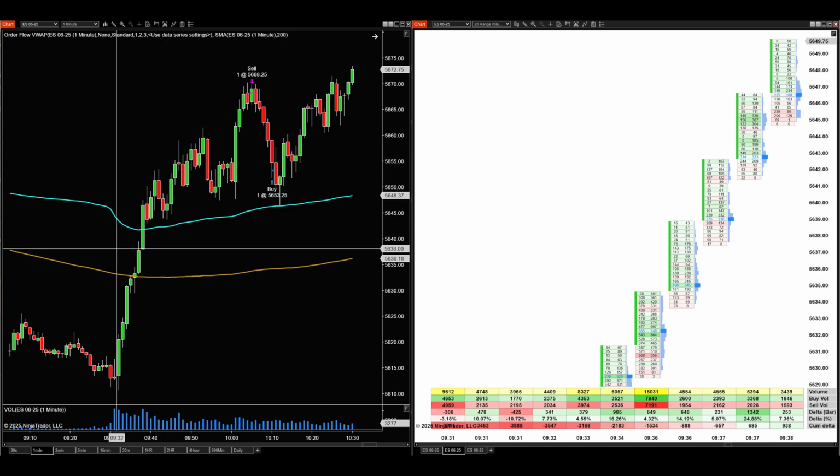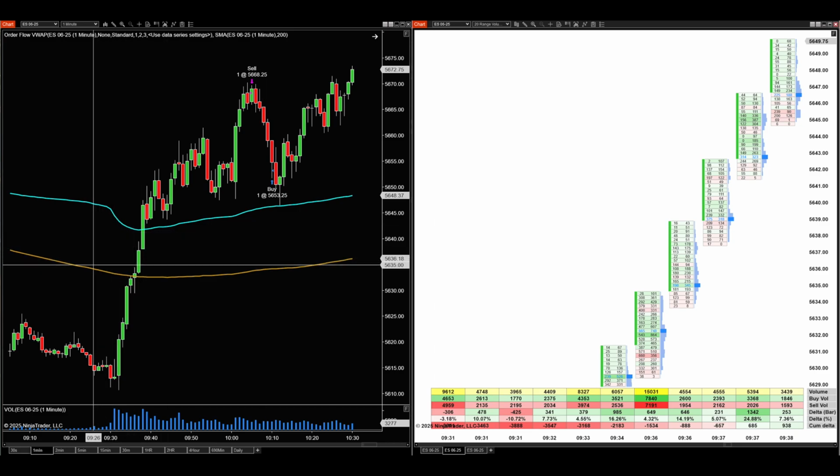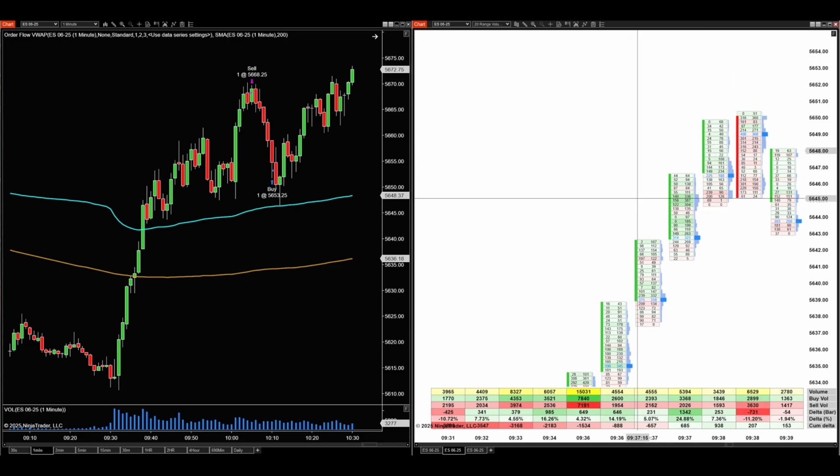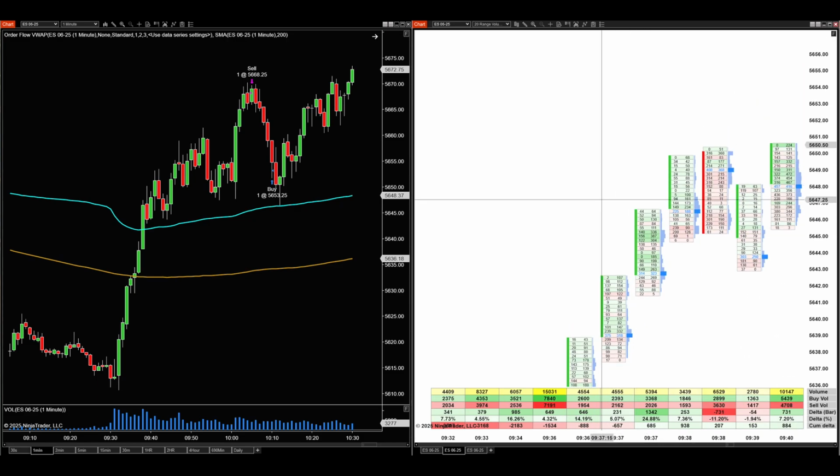VWAP. VWAP is the blue line. Forgot to mention that. This is a 200 EMA. So price moved all the way up into here. And what I saw as we come into this level here is we start to range out a little bit. So all this buying is starting to slow down a little bit.